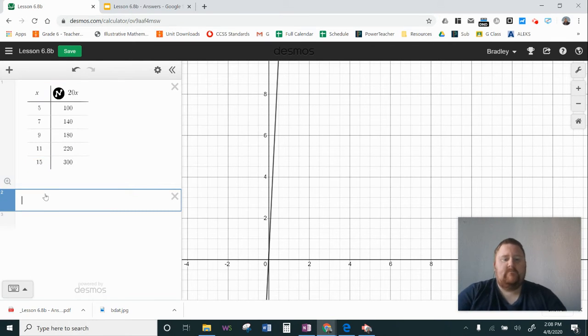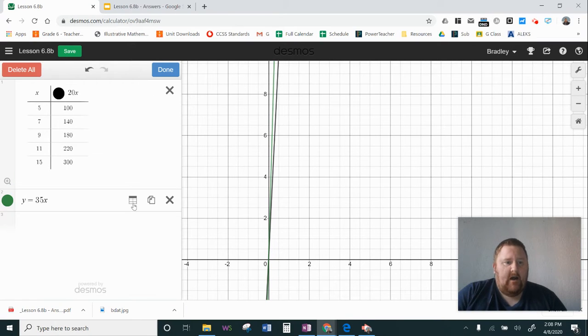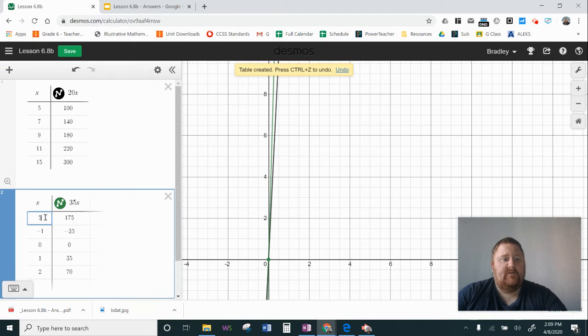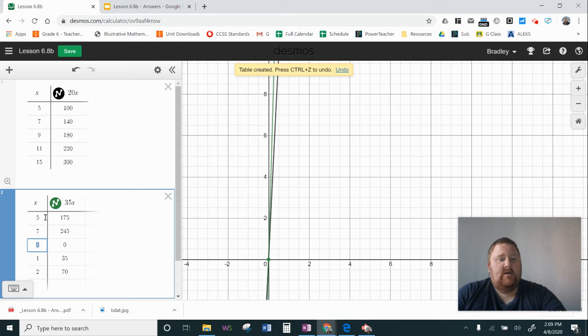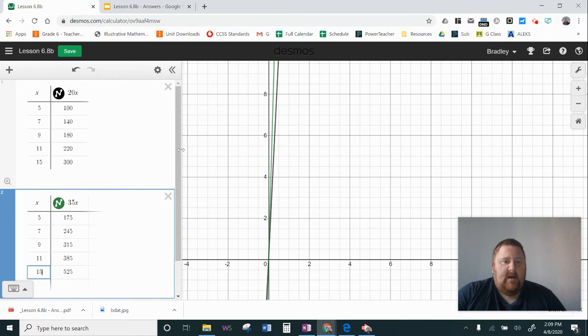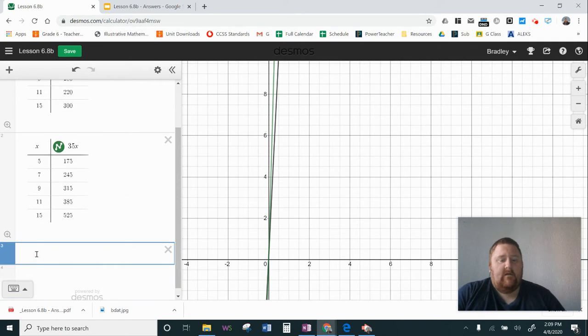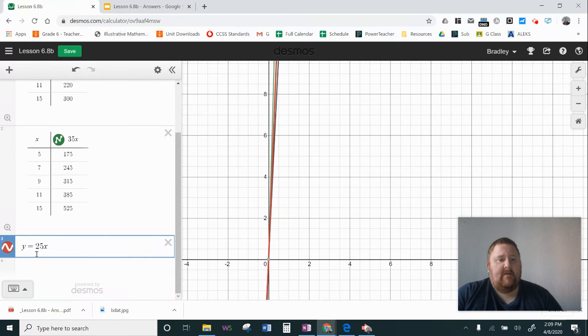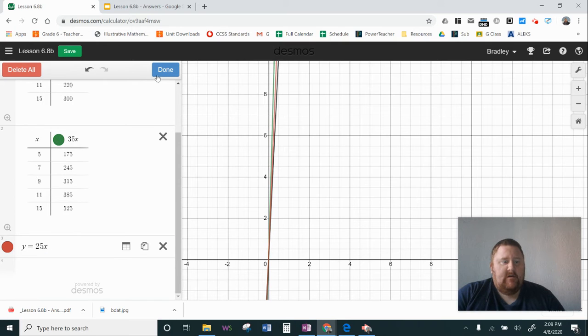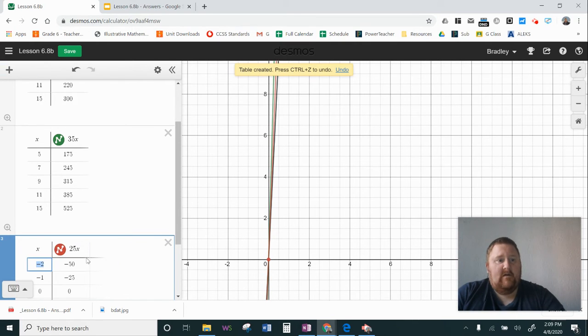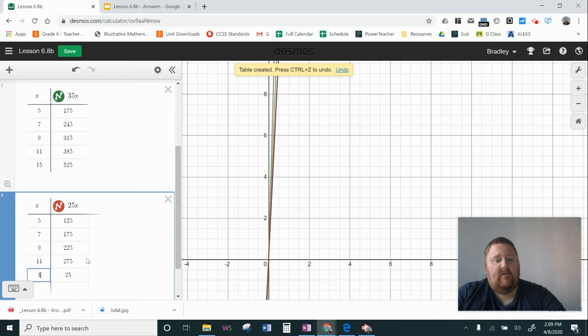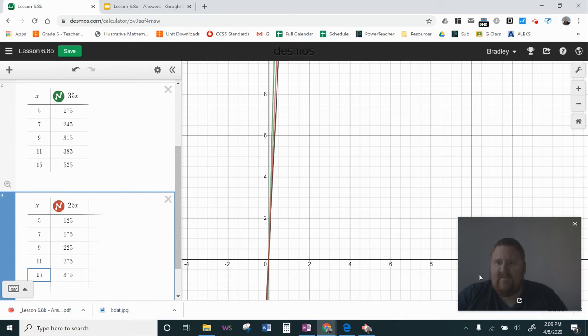You can change the color if you like. Boat number 2, its distance, which was y, was determined by 35 times the hours. The settings, and I have to choose the same values here. So I'm going to choose 5 for x, 5 hours, 7 hours, 9 hours, 11 hours, and 15. You can choose any that you like. And our third boat here, number 3. Our third boat, its distance was determined by 25 times the amount of hours. Settings, and 5, 7, 9, 11, and 15.